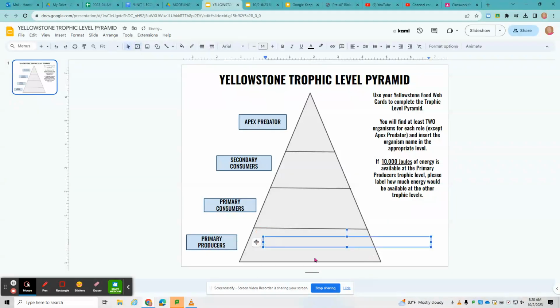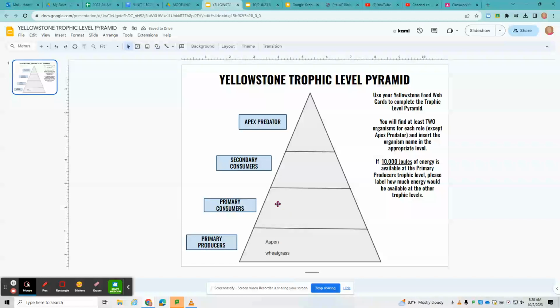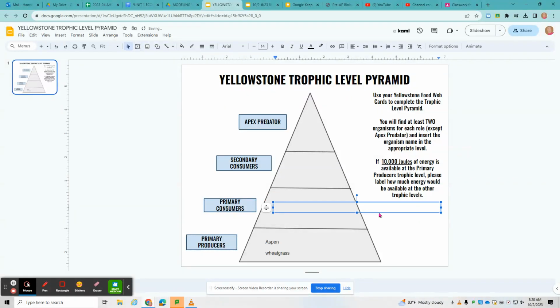So, the first thing we need to make sure we have is our primary producers. If I remember correctly, we have the aspen tree and we should have a wheatgrass. These are our plants, these are our primary producers. Primary consumers, we had the beaver, we had the elk, and we had a pronghorn. And you can type right onto your copy as well.